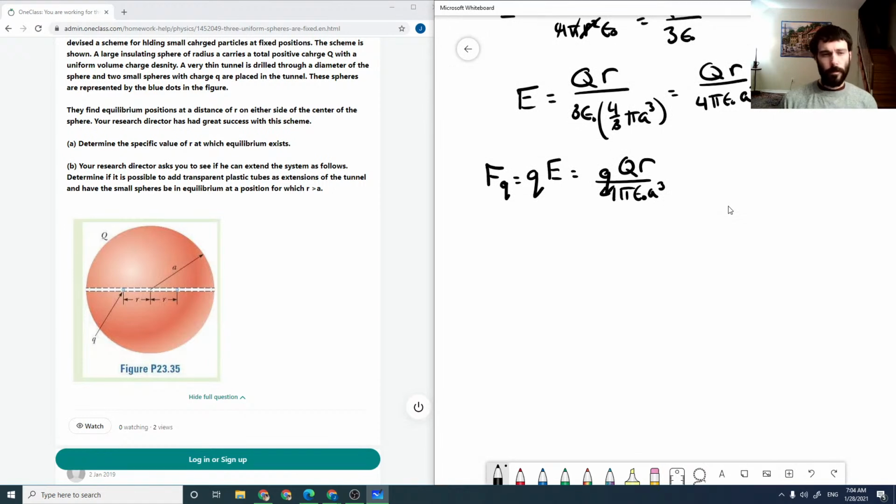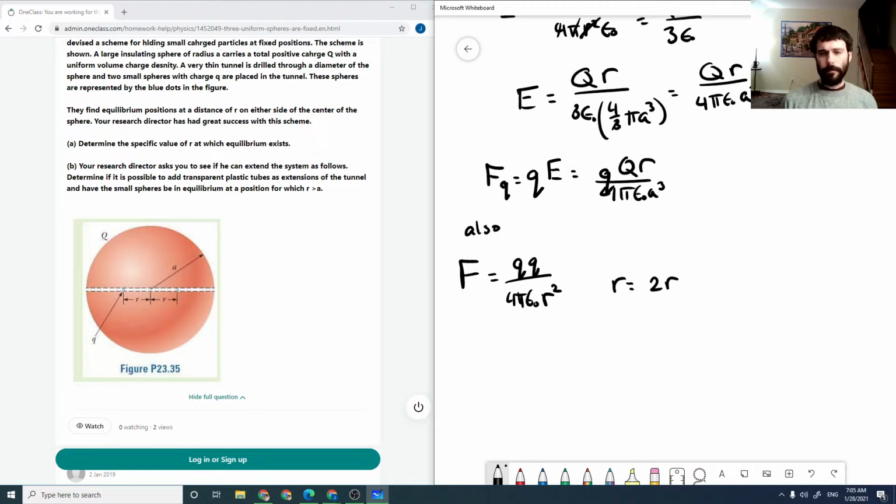We have two of these charges at distance 2r from each other. So then we also have our charge force, which is Q q over 4 pi epsilon naught r squared. In this case, our r is 2r.